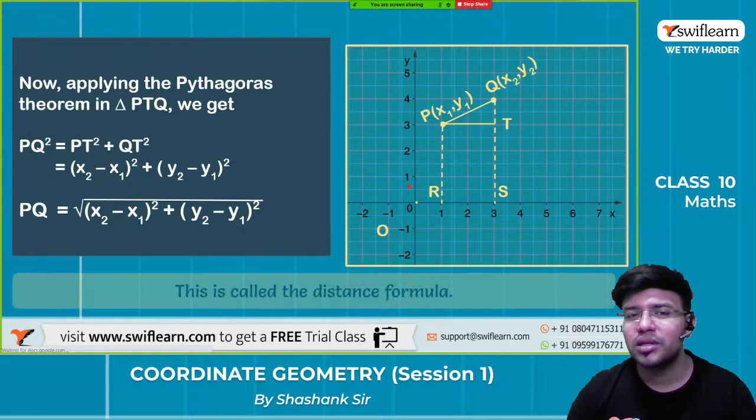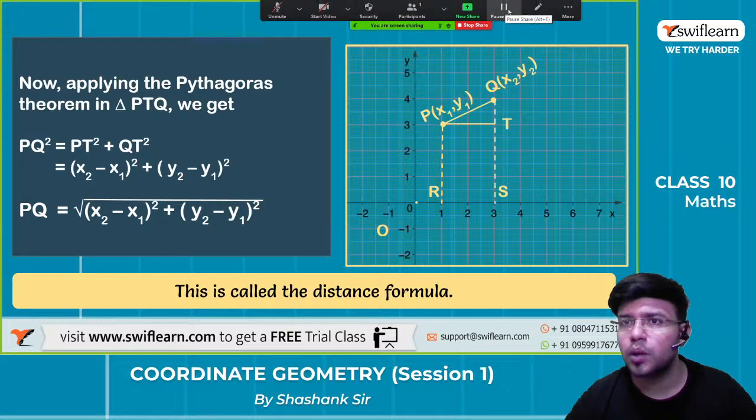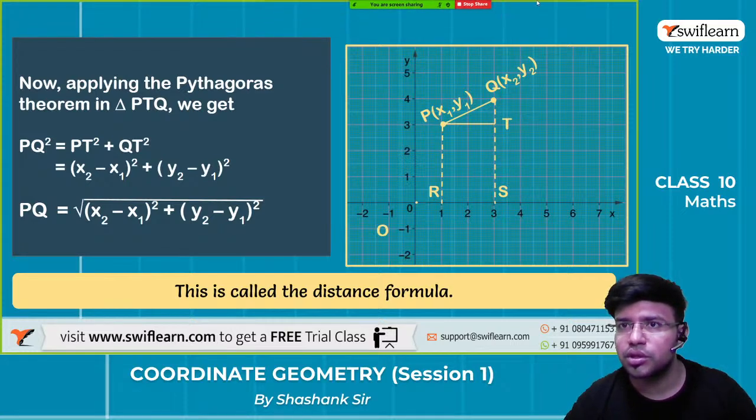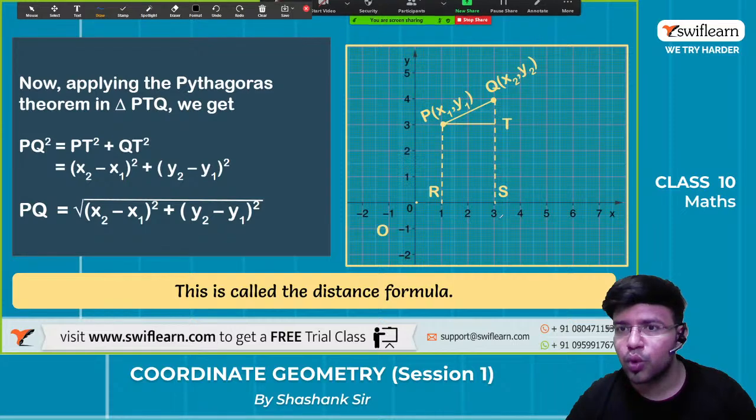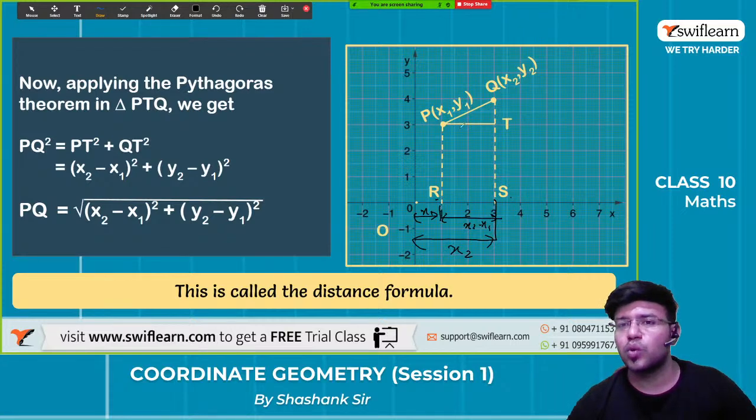Now use the Pythagoras theorem, substitute it, we get PQ square is equal to PT square plus QT square. How much is PT? This distance is x2 minus x1. See, this is x2. This distance till here is x2, and till here it is x1. So this distance will be x2 minus x1. RS is equal to PT, so this distance is also x2 minus x1.